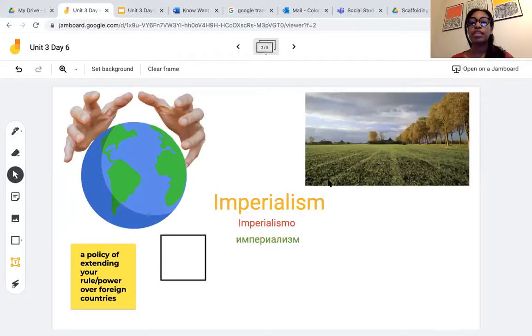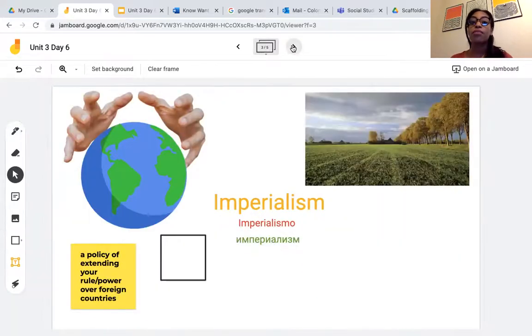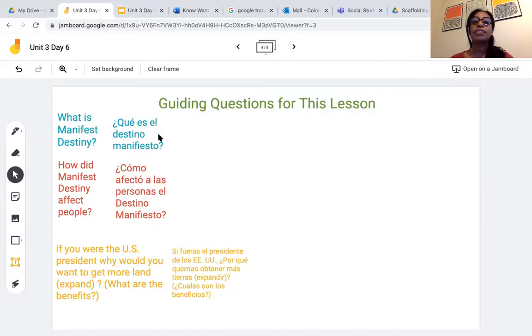Well, if a country is being imperialist, right? Well, what does that mean? What type of foreign policy is it, right? Well, they're interacting, right? They might be working together, or maybe one is being unfair, right? So anyway, back to the guiding questions here.